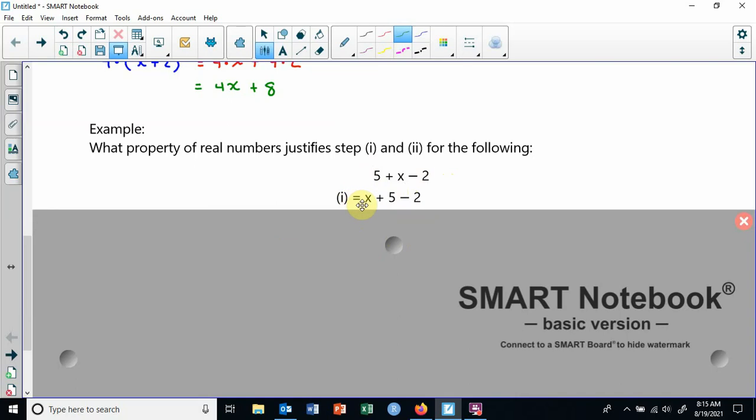I didn't add or subtract anything extra. It's the same 3 terms. I didn't add parentheses. I didn't distribute. But notice that the 5 and the x switched places. They moved. They traveled. I know that that is a commutative property. And if I wanted to be really specific, the operation's adding, so that's an additive. Really, the most important part is that's a commutative property.